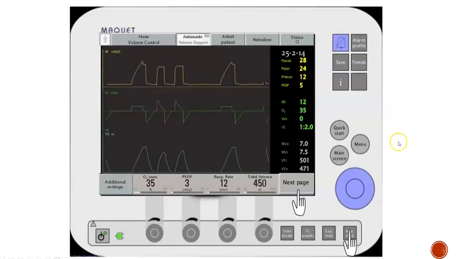Okay, so this is just an example of what a little vent setting would look like. We've got our oxygen down here at 35. Their PEEP is at 3. I do know that PEEP has to be at 5 or lower to be able to extubate a patient, because remember, 5 is the normal pressure in our lungs to begin with. PEEP stands for positive end expiratory pressure. So it's the pressure in our lungs at the end of expiration.